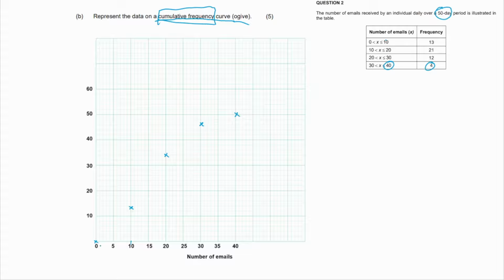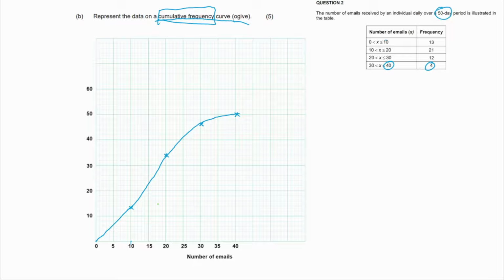So we always start at the origin for our ogives. It's going to look more or less something like this. I'll try again. There we go, that's a bit better. So our ogive will look like this.